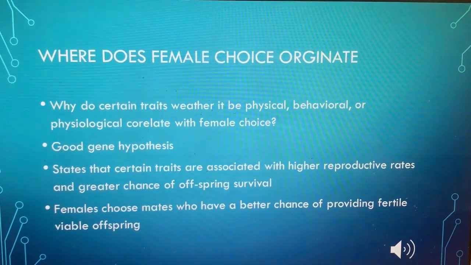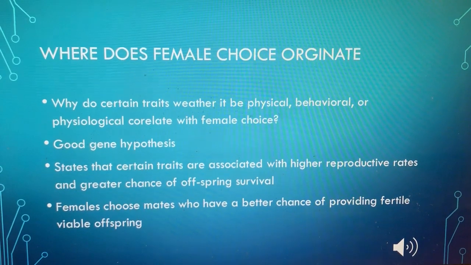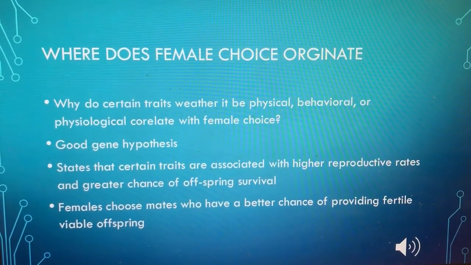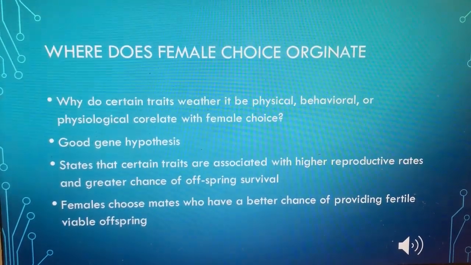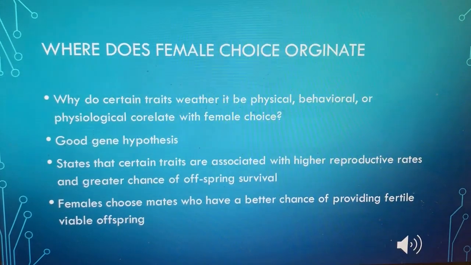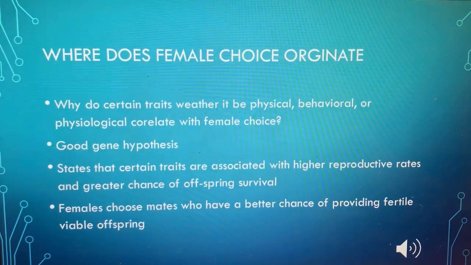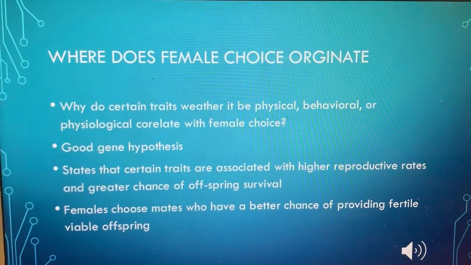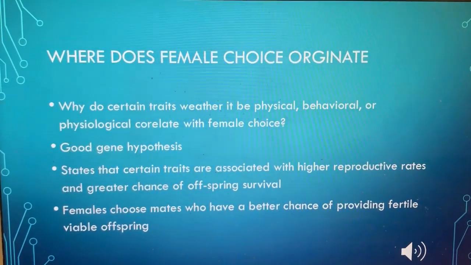Now, understanding that there are certain traits that correlate with a sexual selection advantage, where does the female choice originate? As to say, why do traits, whether it be physical, behavioral, or physiological, correlate with female choice? Well, according to the good gene hypothesis, certain traits are associated with higher reproductive rates and a greater chance of offspring survival. Females then choose mates who have a better chance of providing fertile, viable offspring.